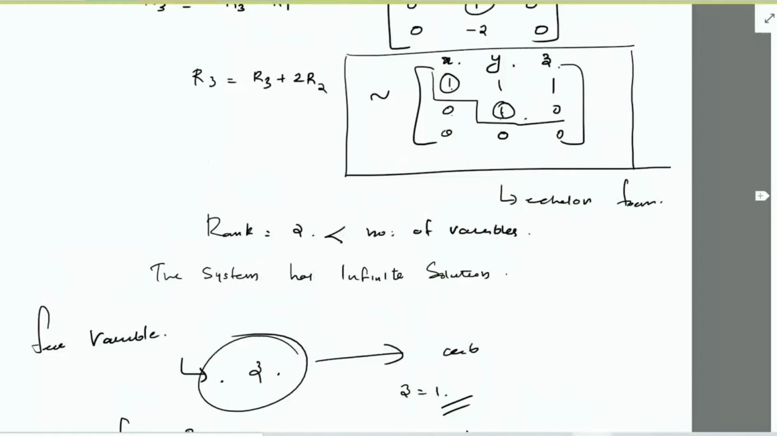So from R1, we will get the equation corresponding to R1 in the echelon form. Look at the first row: x plus y plus z equal to 0. That is the equation corresponding to the first row.